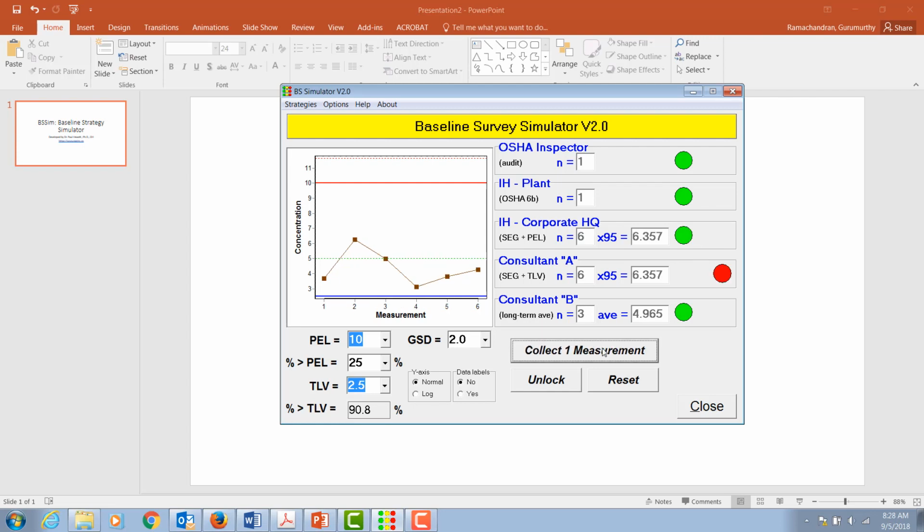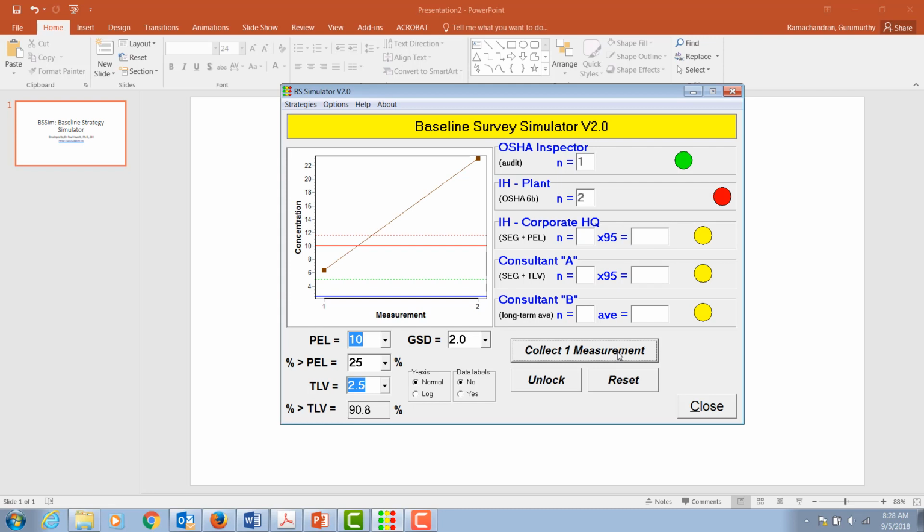In this case, it turns out that even the corporate headquarters, which is saying we need to take 6 measurements, but look at the 95th percentile and use the PEL as our occupational exposure limit, has made the incorrect decision. And consultant A, who's using the most advanced, most recent exposure limit of TLV, and using the 95th percentile as the decision metric, has made the correct decision. Let's reset it again and go through this again.